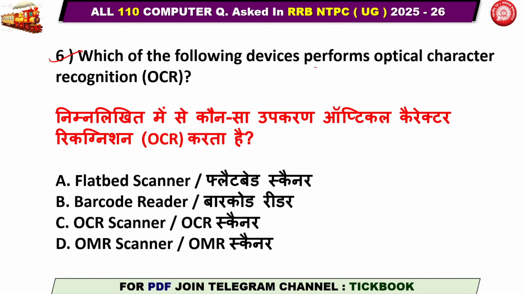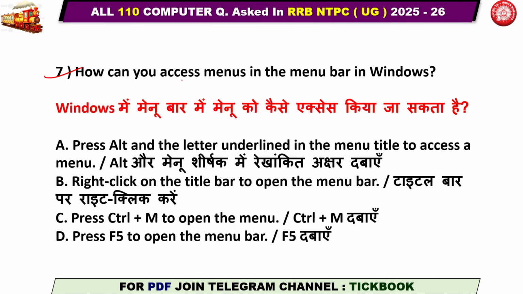6, which of the following devices performs optical character recognition, OCR? Option number B, barcode reader. 7, how can we access menus in the menu bar in Windows? Number A, press Alt and the letter underlined in the menu title to access a menu.